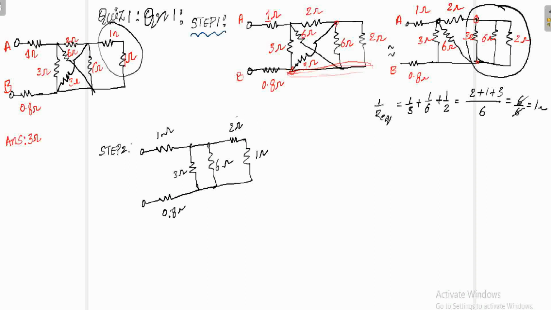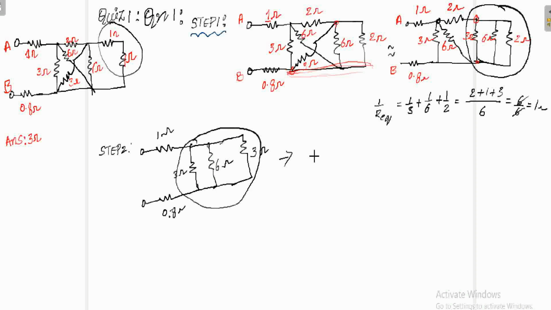Now tell me, again these 2 and 1 ohm are in series. So you can replace the total branch with a single resistor in parallel to 3 and 6. Here what you can write here, 3 ohms. Now tell me how this 3 ohms, 6 ohms and 3 ohms are in parallel.